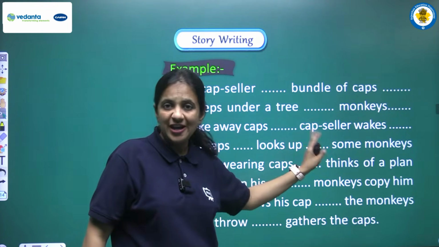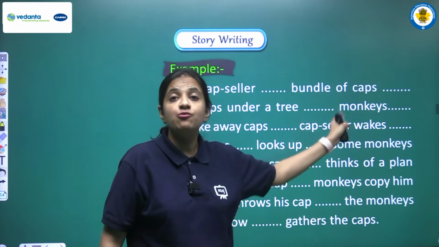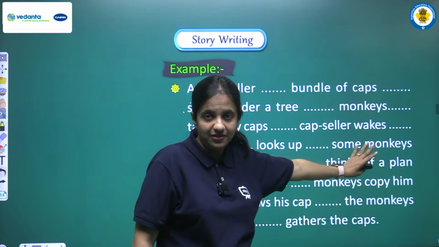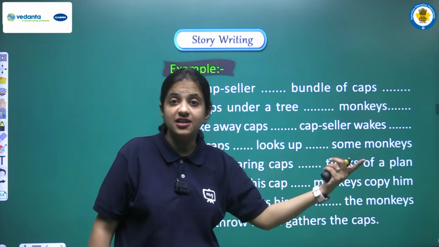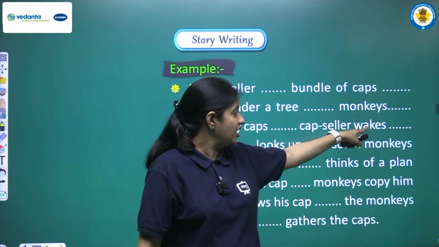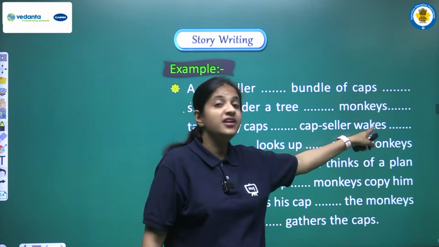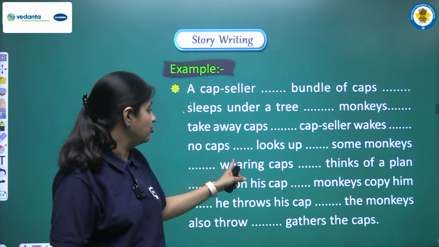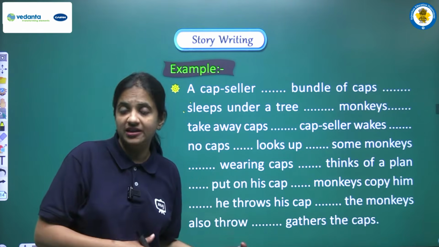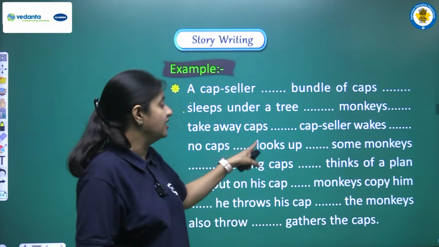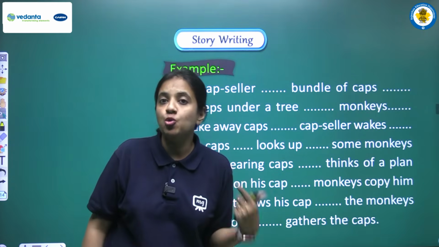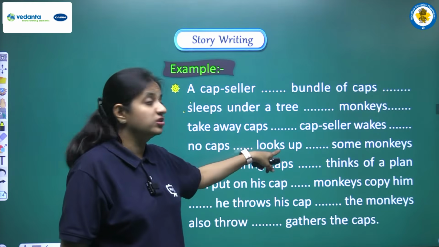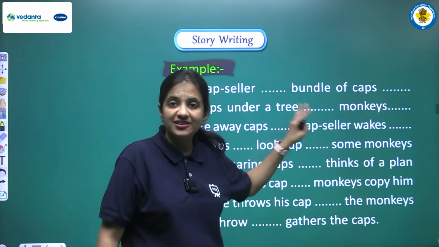Now after some time, the cap seller woke up. Okay, so this is present tense that we have here, so we have to change the tense. This is the reason we have to write, the cap seller woke up. Then he found that there was no cap in his bundle, all the caps were missing. So obviously he was very much worried, he was very sad. Then he looked up, and what did he see?